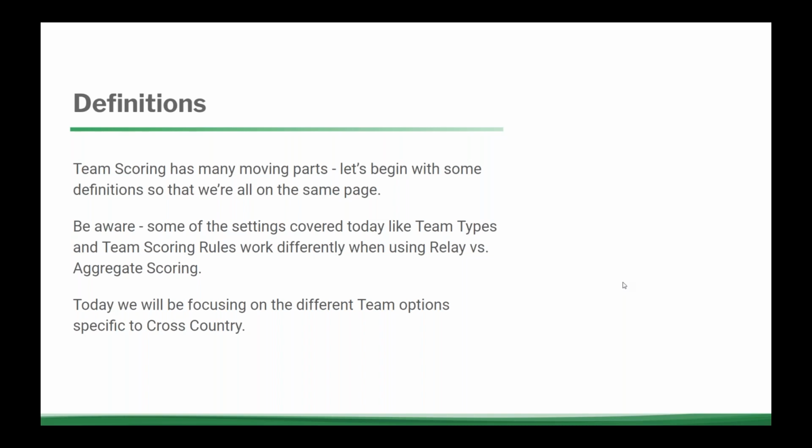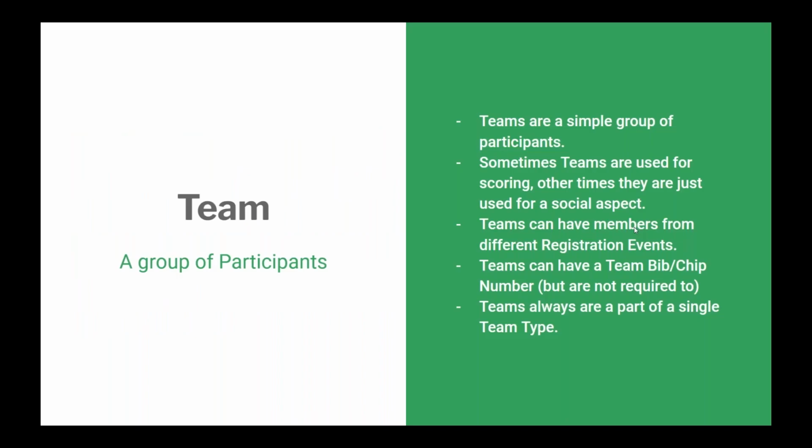The team options we're talking about today are specific to cross country. If you've scored relays before, which is a team scoring type for, let's say, a triathlon or an ultra relay where you have maybe 10 members that run multiple legs, those are not scored as aggregate. They're scored as relay. A relay is where the person passes off the timing point to the next person, versus aggregate scoring, where everybody is racing the complete race and you're aggregating either their scores or times together.